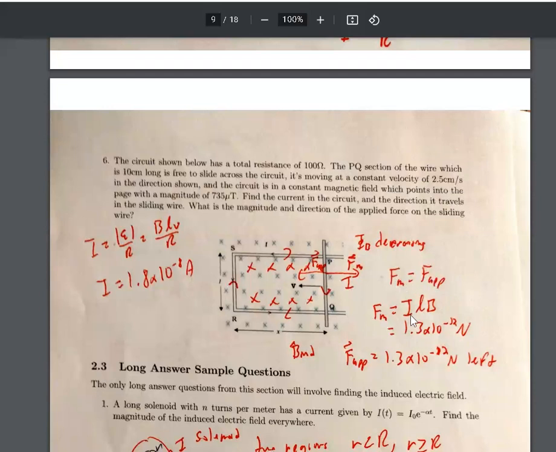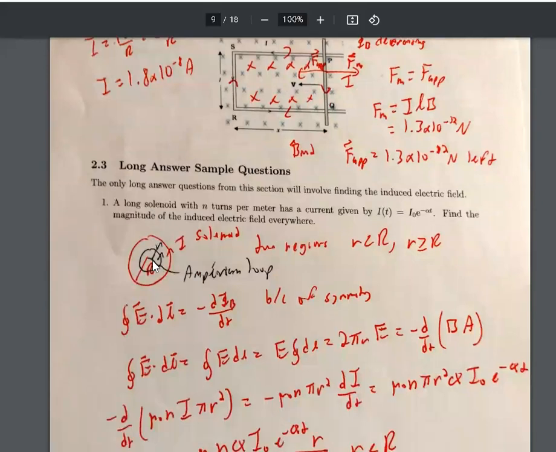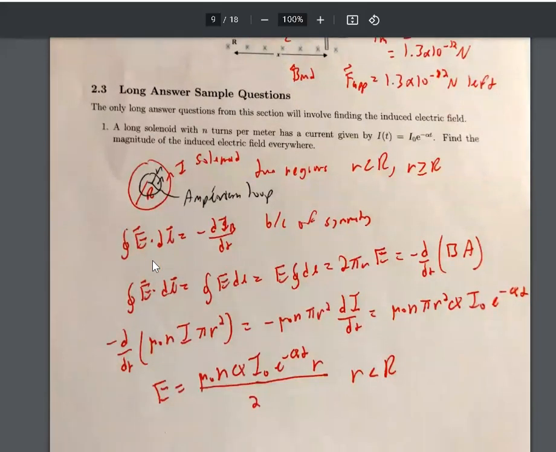But our applied force has to have the same magnitude and the opposite direction. So our applied force is 1.3 times 10 to the minus 12 newtons, and it's directed left. So the applied force always has to go with the velocity. The magnetic force always opposes the velocity. All right, so, long answer.